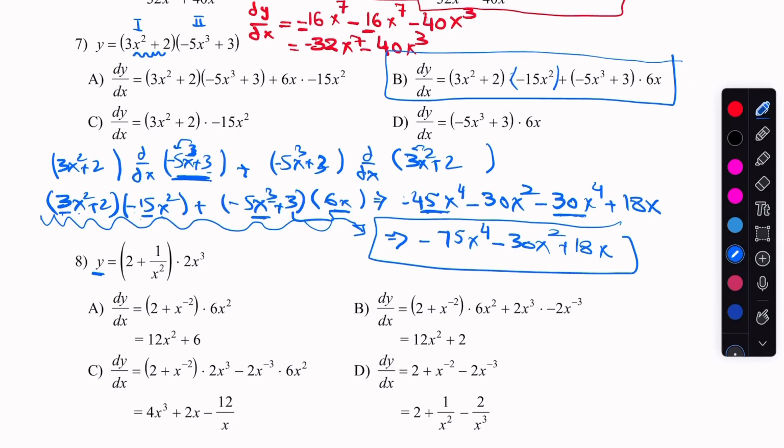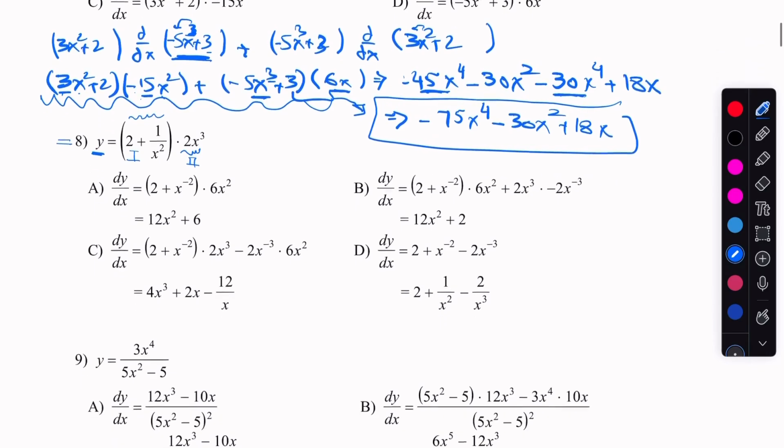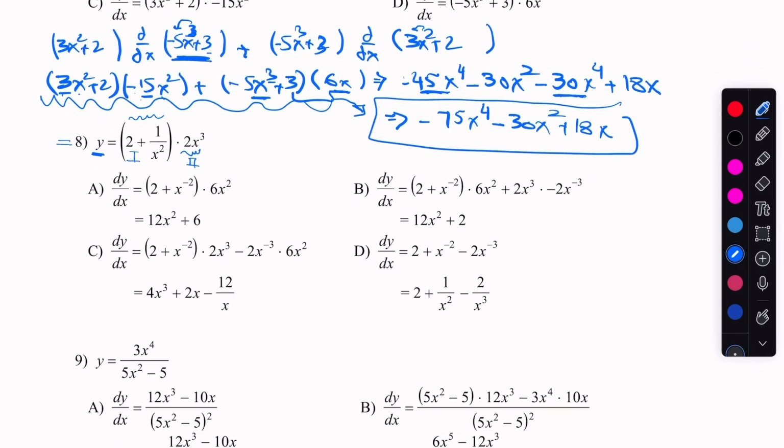Let's move to the next question, which is question number 8. Question number 8 is the product of the two functions. So here we have the product of the two functions as well. Now we're going to apply the product rule, and we select this as the first function and this as the second function. Okay, so we're going to solve it over here.